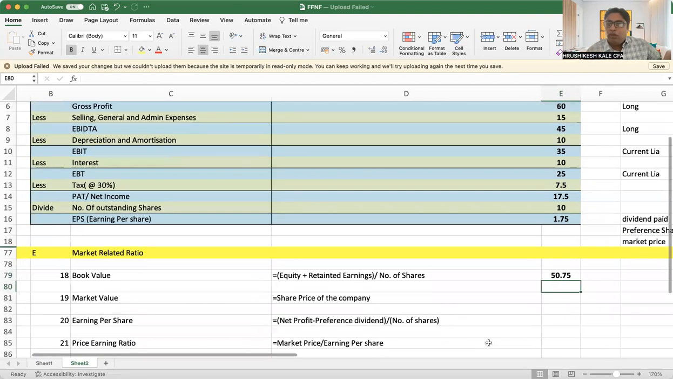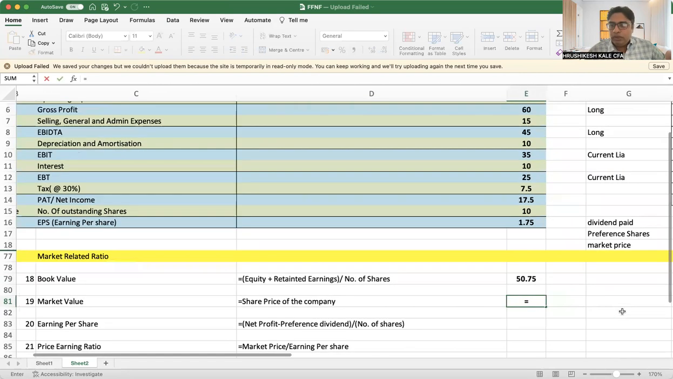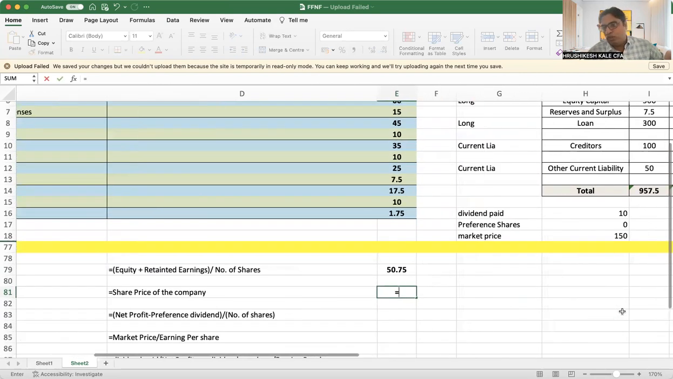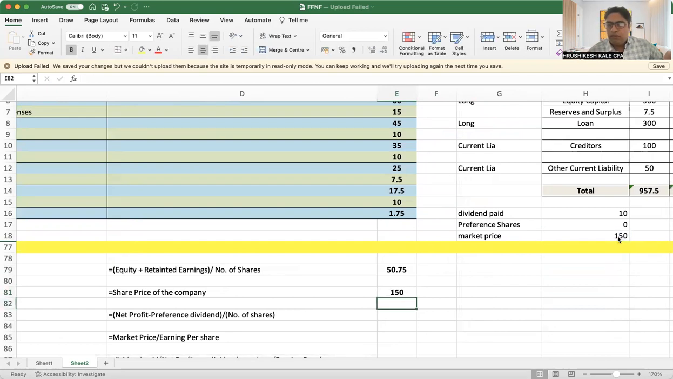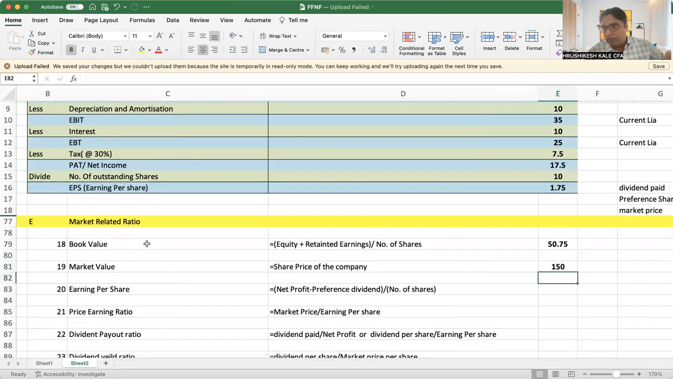Now, what is market value? Market value is the current share price of the company, if the company is trading in the secondary market. In India, we have NSE, BSE. In USA, they have NASDAQ, S&P, and so on and so forth. So market price is the current share price of a company, which, in this case, is 150. So book value and market value.